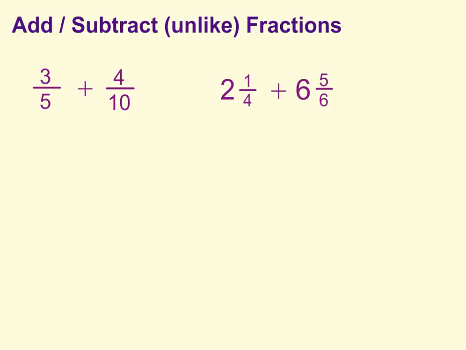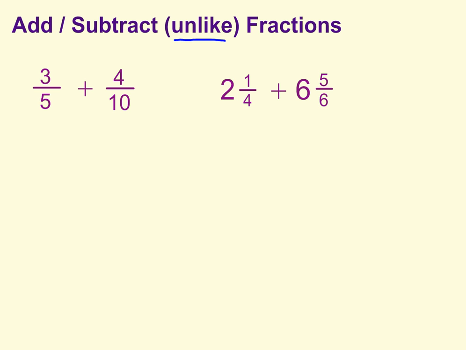Alright, when we are adding fractions that are unlike, what that means is they do not have a common denominator. Anytime you add and subtract fractions, we need a common denominator. So we're going to work on first finding the common denominator and then adding the fractions.